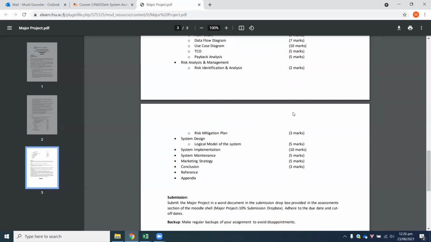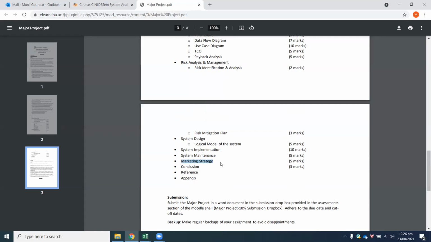Then you are supposed to design the system, okay, system design, logical model of the system. That's where you need to come up with a logical model. And then system implementation. So how would you actually go around implementing the system? In this case, it's just a website. System maintenance carries 5 marks. Marketing strategy. Now, marketing strategy, generally, it is not part of the SDLC phase, but since this is a type of business which needs a lot of marketing.